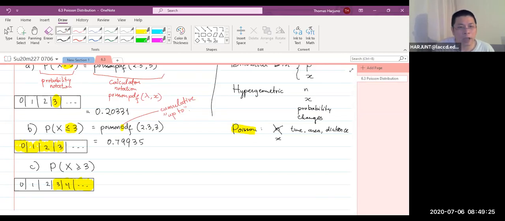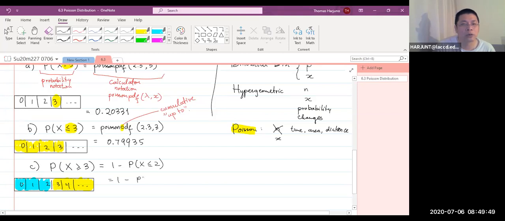But we don't have a calculator function for that. Then I need to get the complement first. The complement is incidence up to 2. So that is 1 minus the probability that X is at most 2. From there you use your calculator, 1 minus Poisson CDF, 2.3, 2. That would be 1 minus 0.59604, which will be 0.40396.